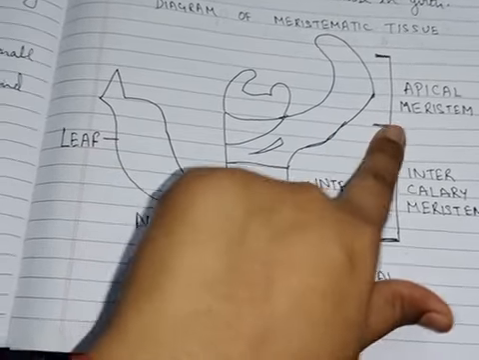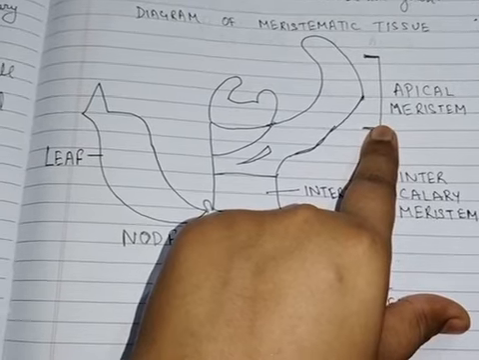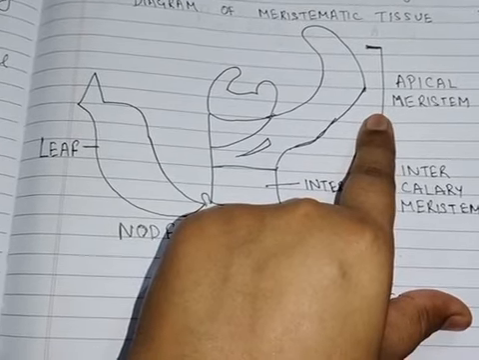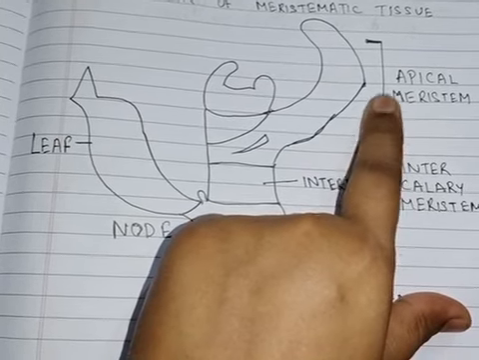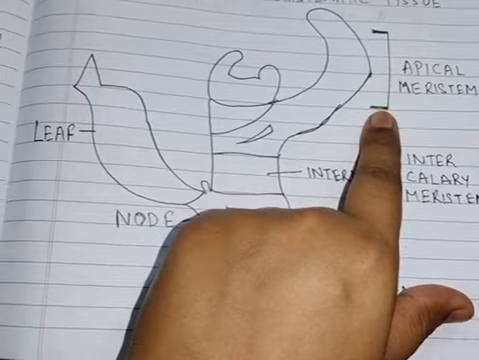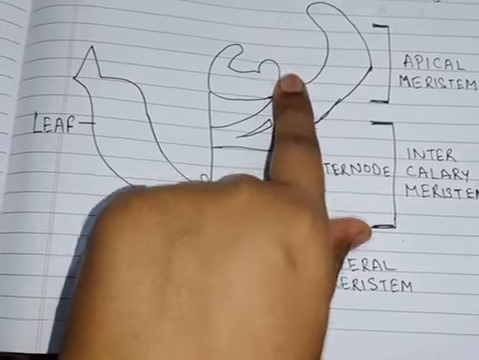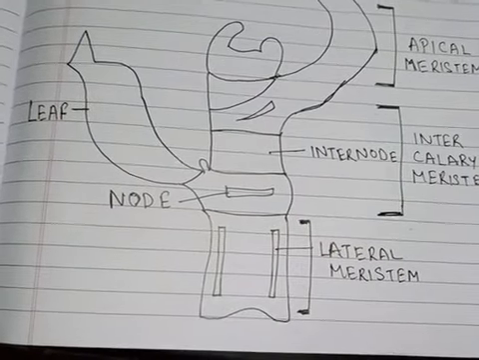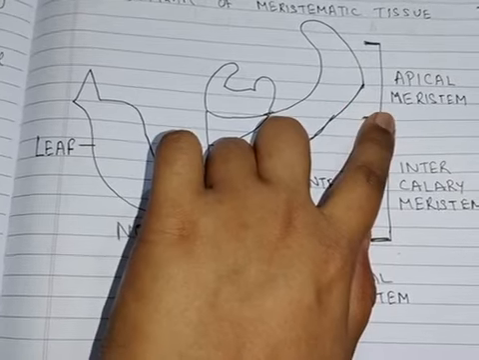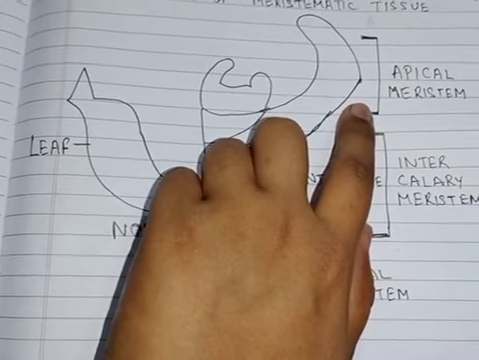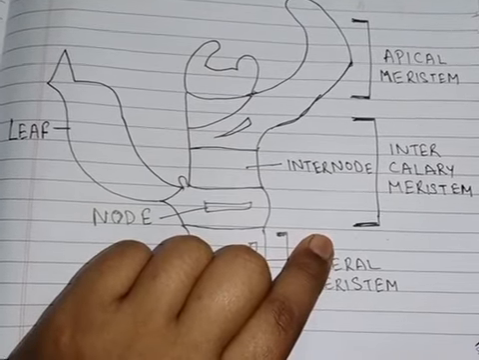First, the apical meristem. It occurs at the shoot apex of growing stems and roots. Apical meristems are found at the shoot apex of growing stems and roots. Wherever stems and roots grow, the growing tip at the apex of the shoot is the apical meristem.